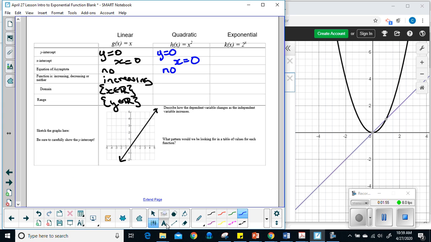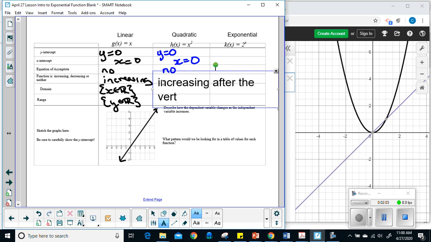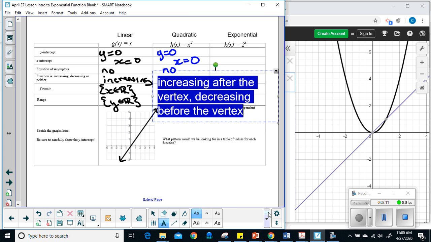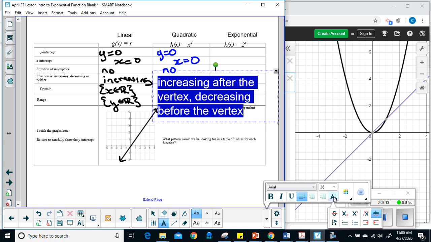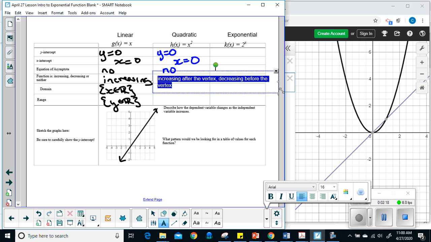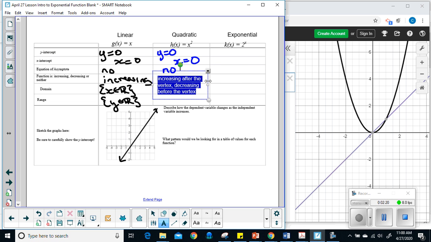Here we're decreasing until the vertex, and then it's increasing. So it's increasing after the vertex, decreasing before the vertex, okay? And that's because it changes direction, right? Like it's our U shape. Drop you down, shrink you up, okay?